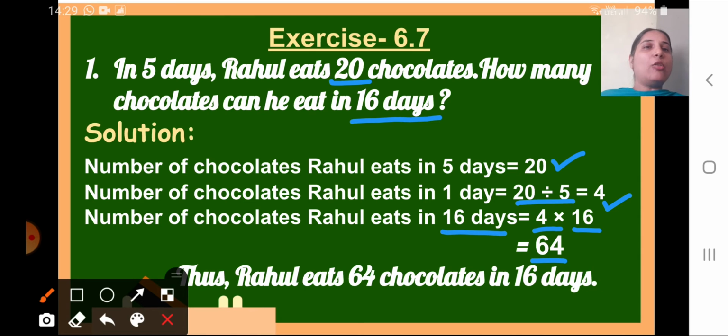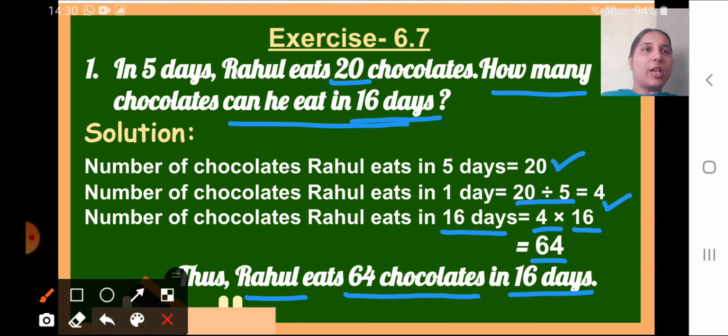Now because this is a word problem, we have to write the answer in the form of a statement. So what we'll write? Rahul eats 64 chocolates in 16 days. You just read the question, just see the question, and then accordingly you write the answer in the statement form. Okay. So Rahul eats 64 chocolates in 16 days. Now let's do one more.